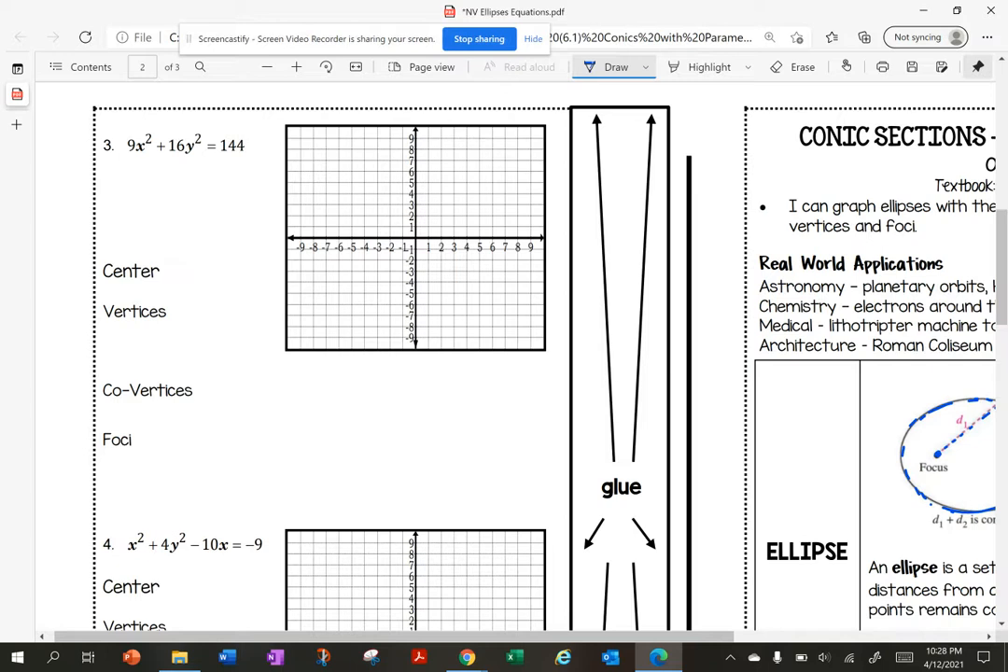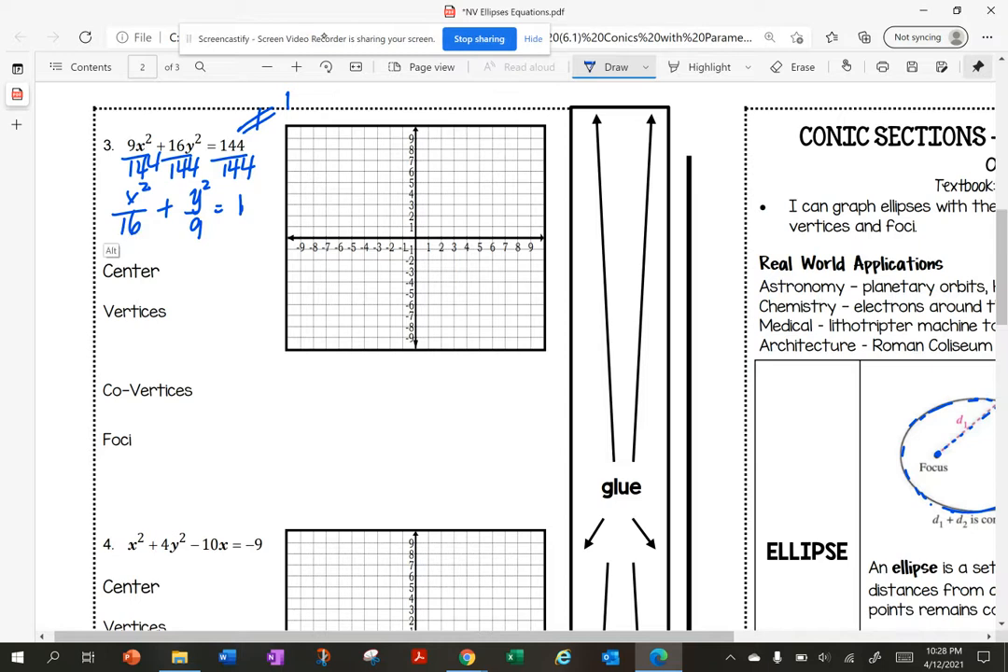Okay, what I'm noticing now, look at example number 3, is that it doesn't equal 1. So when it doesn't equal 1, I need to divide so that it is equal to 1. So I'm going to divide each term by 144. When I simplify, that's going to be x squared divided by 16 plus y squared divided by 9 equals 1. So now I equal 1.